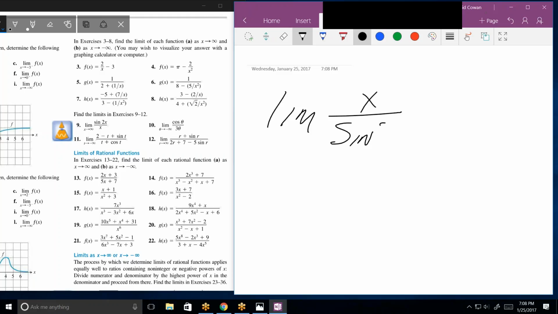So solving algebraically, infinity over sine. Just think about it. What's the numerator do? It'll be infinity. What's the denominator do? It bounces between minus 1 and 1. So it'll be 0. No. Infinity divided by any number is infinity.